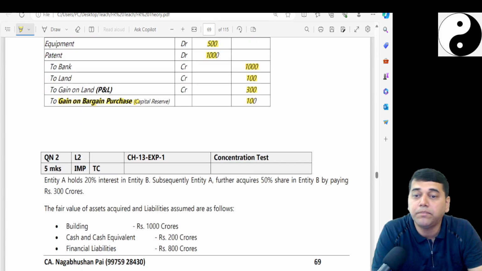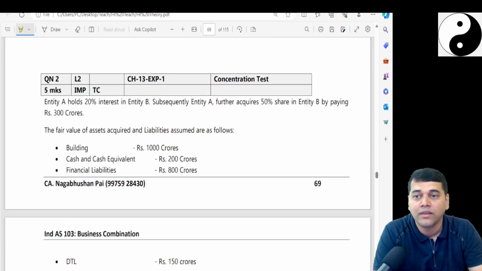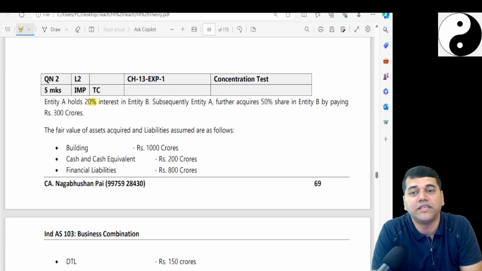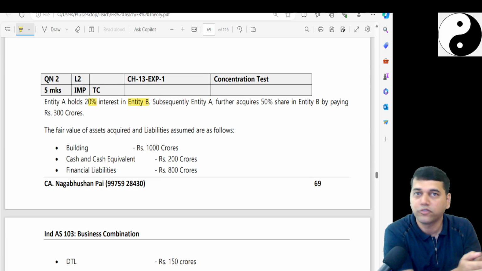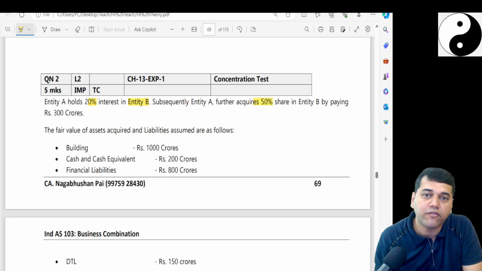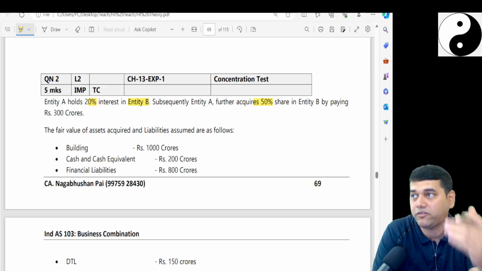There is one example sitting silently. Okay, probably they may ask you this example. Entity A holds 20% interest in entity B. That means already you are holding what? An associate. Subsequently, it acquires a further 50% share. Now what is it called? This is called a step acquisition.